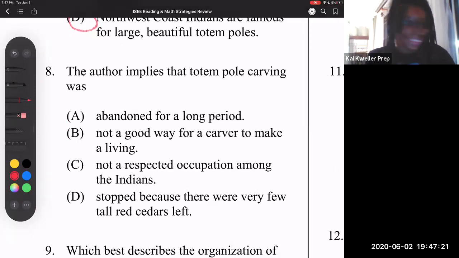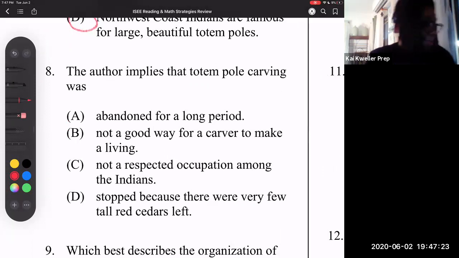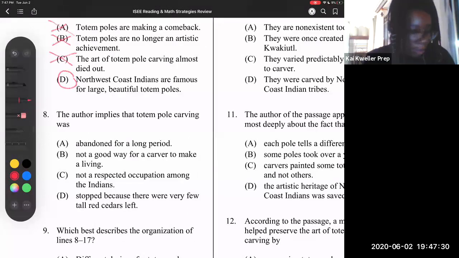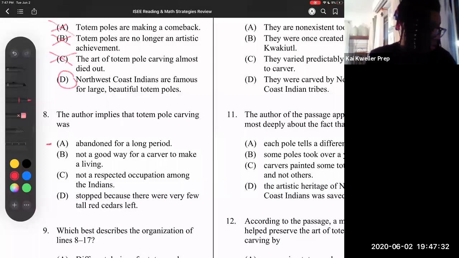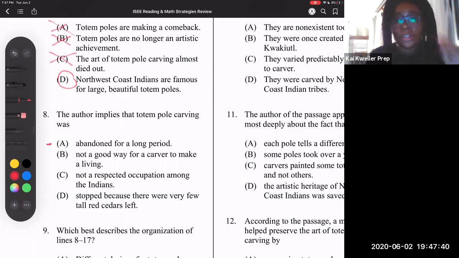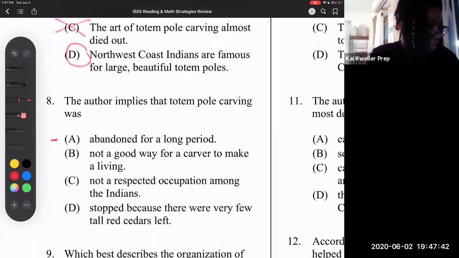Go ahead. So, the author implies that totem pole carving was, quote, abandoned for a long period. That was something that was mentioned in the passage, so we don't know yet. We just mark it as could be true. So whenever you think something may be right but you don't know yet, you haven't seen the other options, you put a little tick mark next to it like this. You see? Like that.